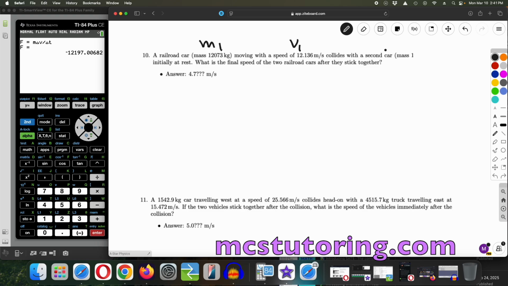Oh, what the? I don't have the mass here? Oh my gosh, hold on. I didn't even copy it down. It's 18,532 kgs. Oh my goodness, forgive me. So that's M2. And at rest, right? We already learned what that means. So V2, or V2 initial, is 0. What's the final speed? So we want velocity final.